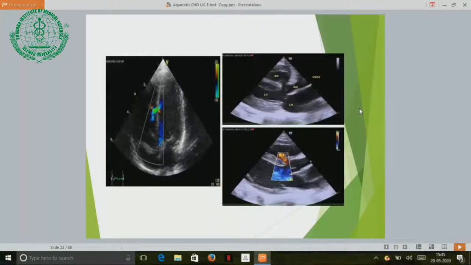Diagnosis is confirmed by 2D echocardiography and color Doppler examination. You can see the blood shunting across the interventricular septum because there is a mid muscular VSD. The second photograph is of a perimembranous VSD. This is RV, this is LV, and this is aorta. So the VSD is located at this position. It is a perimembranous VSD. The third image is a color Doppler of the same perimembranous VSD.